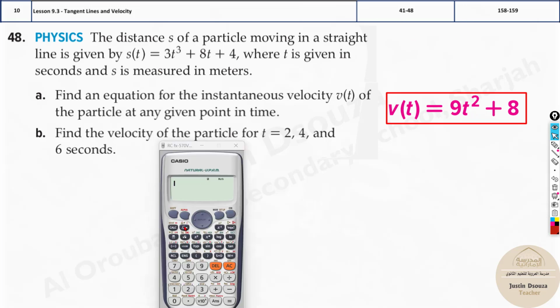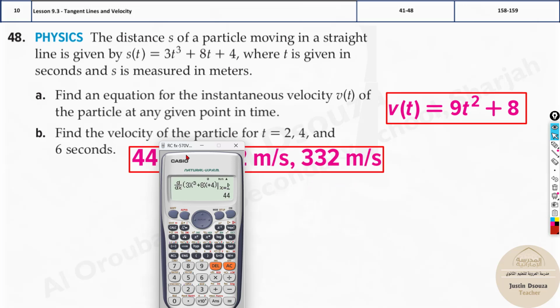In the calculator, just press this symbol over here. Sorry, shift and dy by dx, not integral. Now let's type this equation. It's 3x cubed, and then what do we have? Plus 8x, and lastly plus 4, and x value is 2. Sorry, let's start with 2. What is the answer? It's 44. The first answer must be 44.